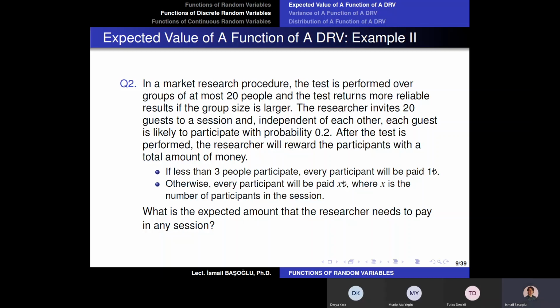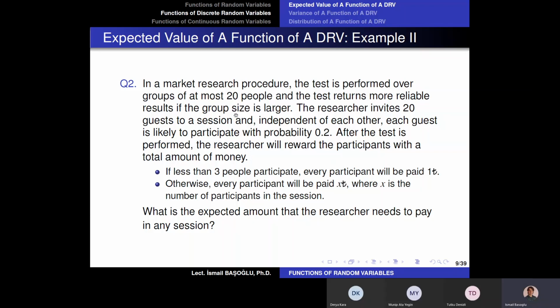Please read it with me. Stay focused. This is just going to be the last question that I'm going to solve. In a market research procedure, the test is performed over a group of at most 20 people, and the test returns more reliable results if the group size is large. So there is a market research procedure, and in that procedure we apply a test, and this test is performed over groups of people, but that group size can be at most 20 people. And if you want to get reliable results from the test, then the group size should be larger.